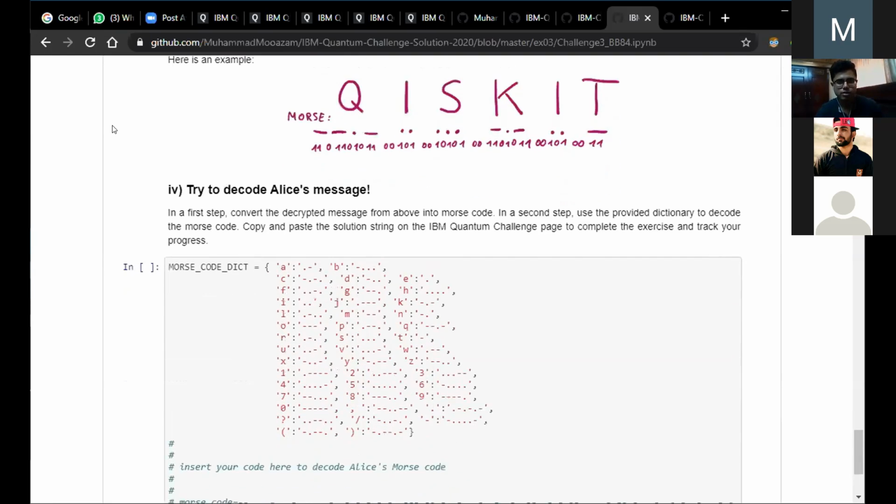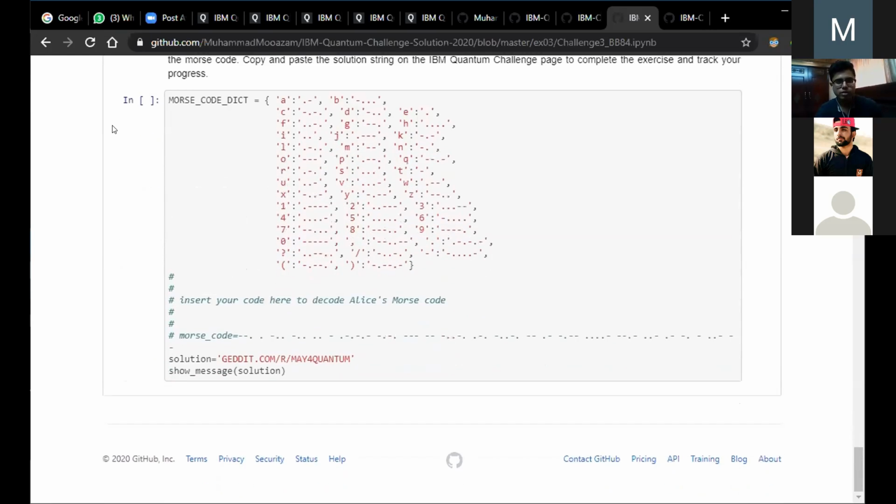And how do we change the Morse code into alphabets? We use a Morse code translator to change it into alphabets. We paste the alphabets in a variable named solution, and call show_message(solution). Show message is a function pre-written by IBM. Then after pasting it in show message, the website we got is also beneficial as a hint for exercise 4. Exercise 4 is the toughest exercise in this challenge.